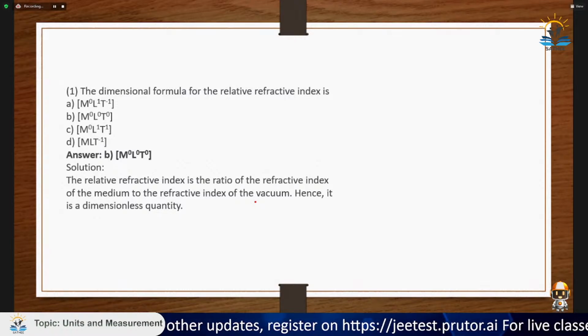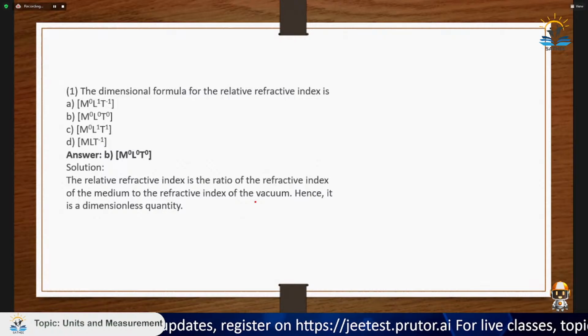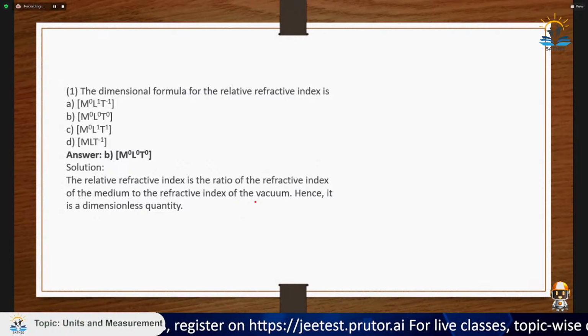Okay, so now let's start with questions. The dimensional formula for relative refractive index is what?